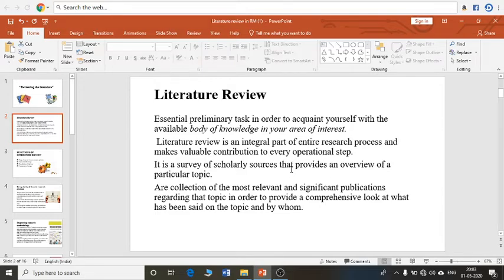So guys, why is this literature review important? To find out for yourself what's already known about the topic, to give your reader a critical overview of what you have found on the topic, and then to find out what's missing, that is, any gaps in your research topic. So this is your literature review.